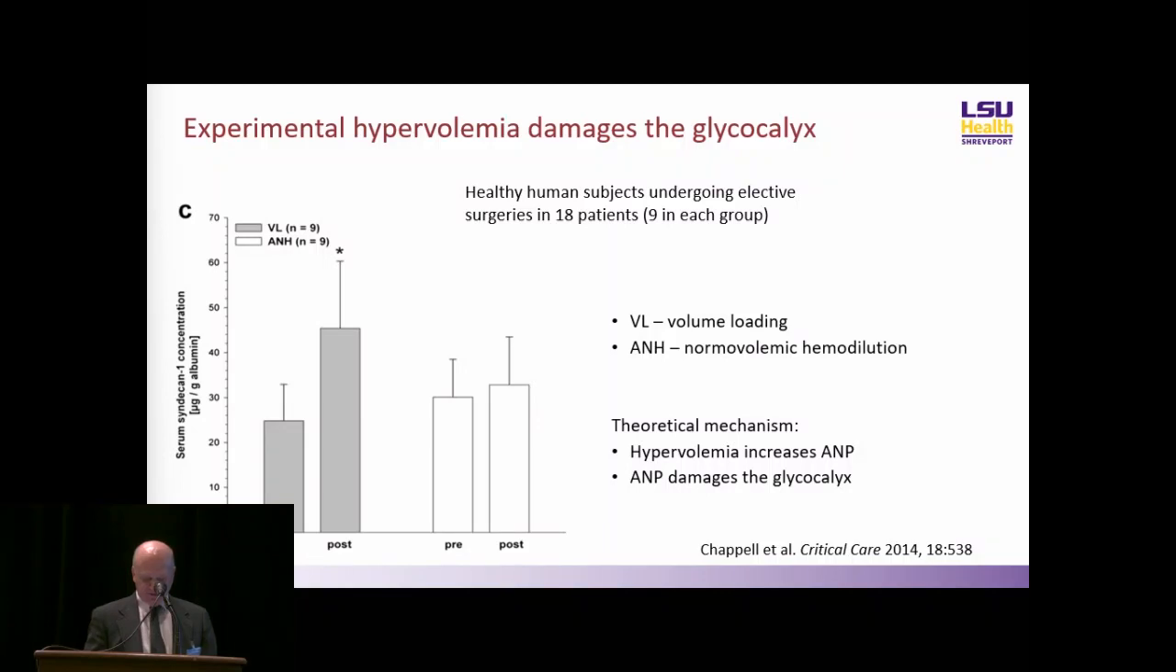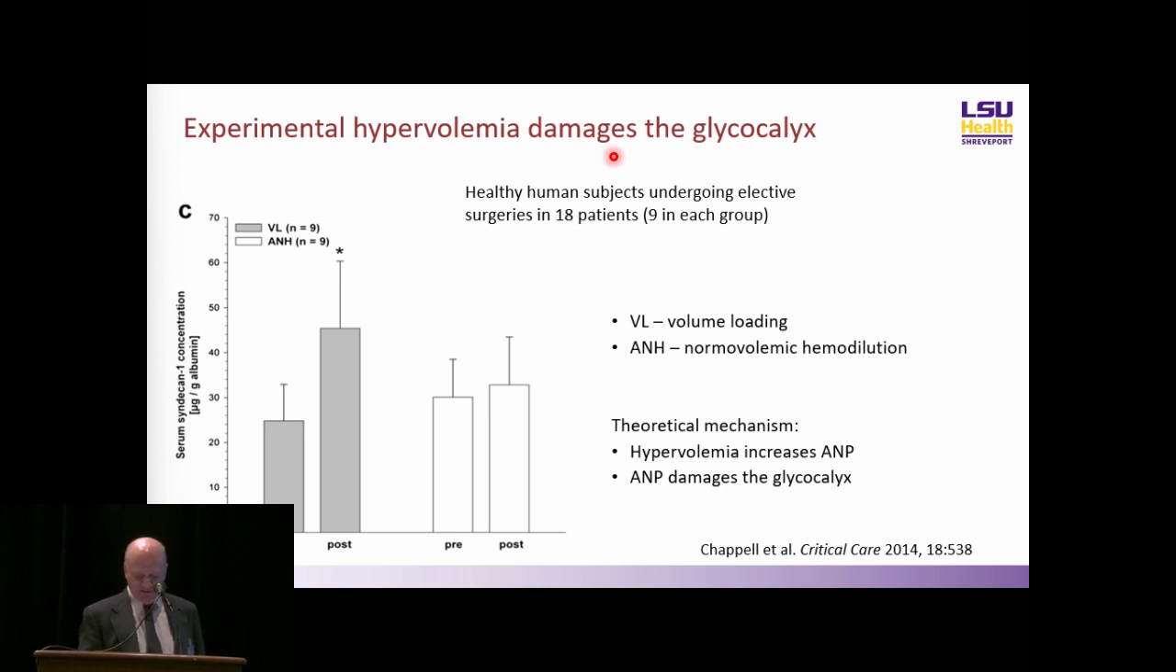Other things can damage the glycocalyx. Just hypervolemia itself appears to do that, just giving too much fluid. And that's kind of new to me. You know, you think that just giving too much fluid just kind of allows for more fluid to leak out, but it appears that it's leaking out, in part at least, because of damage to the glycocalyx.